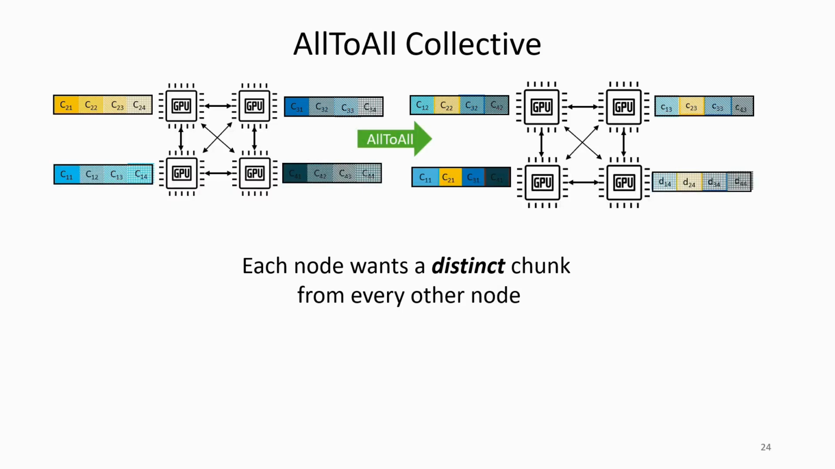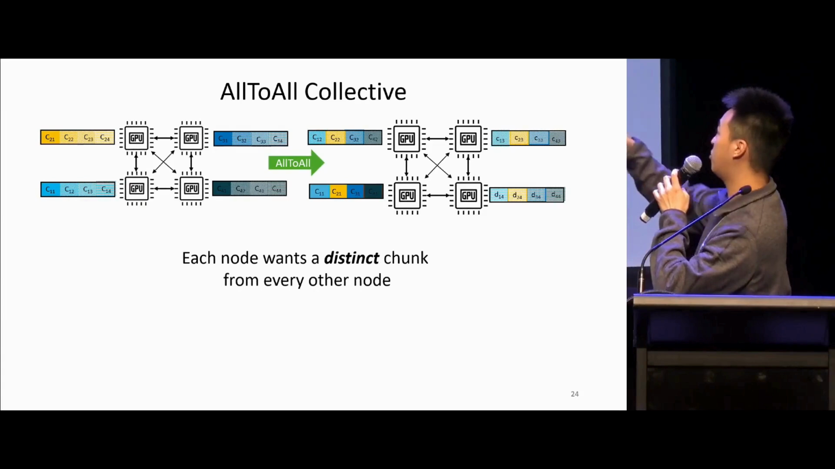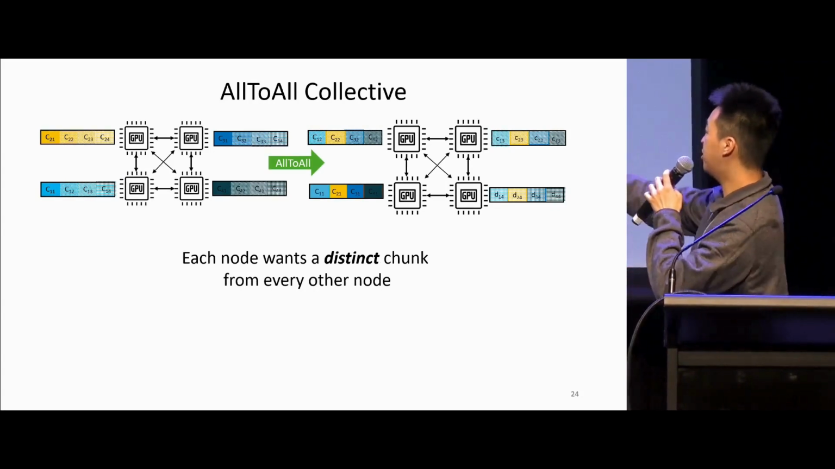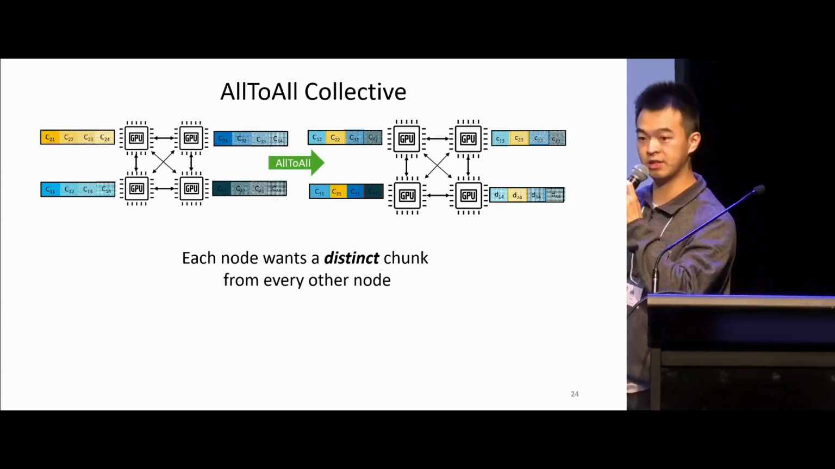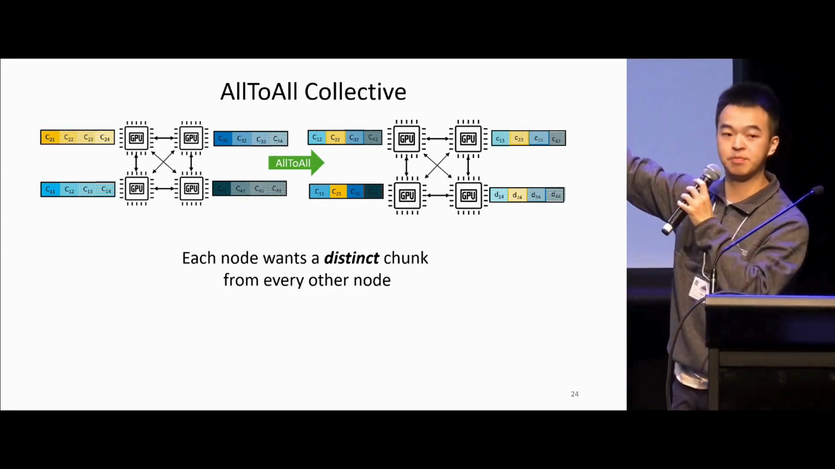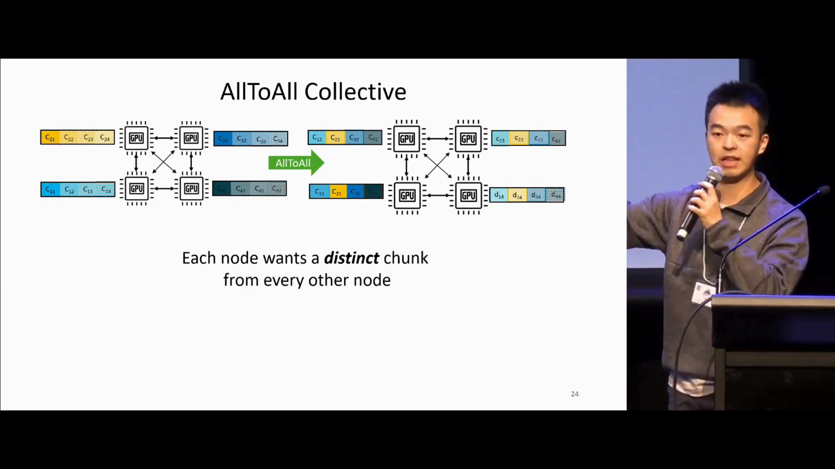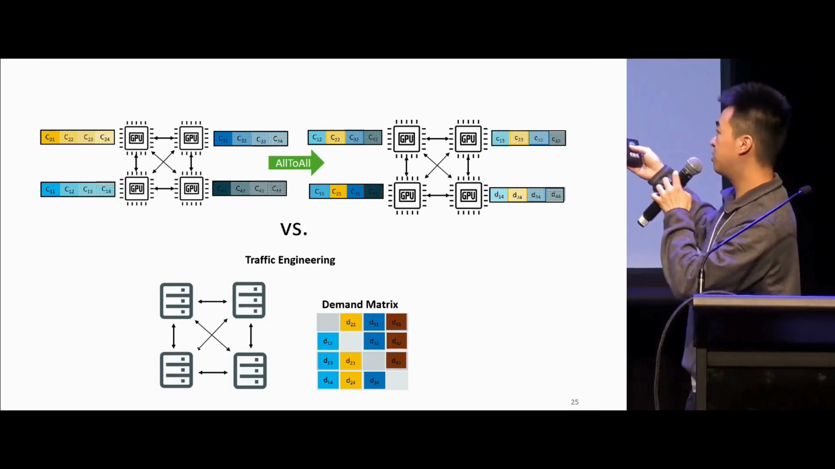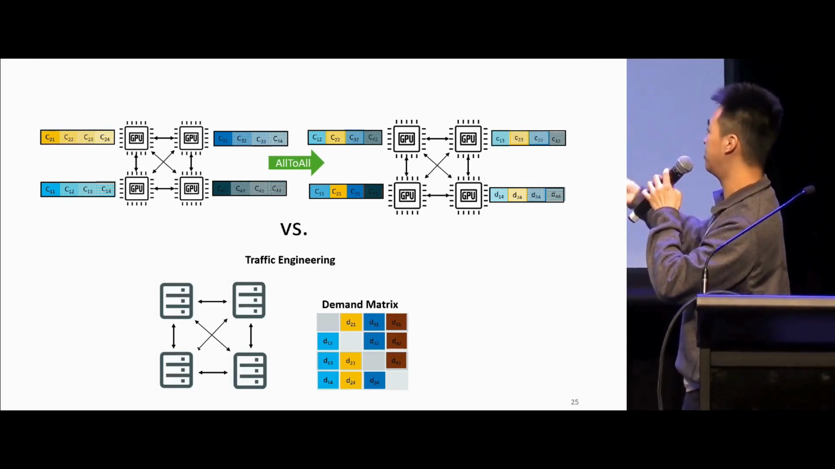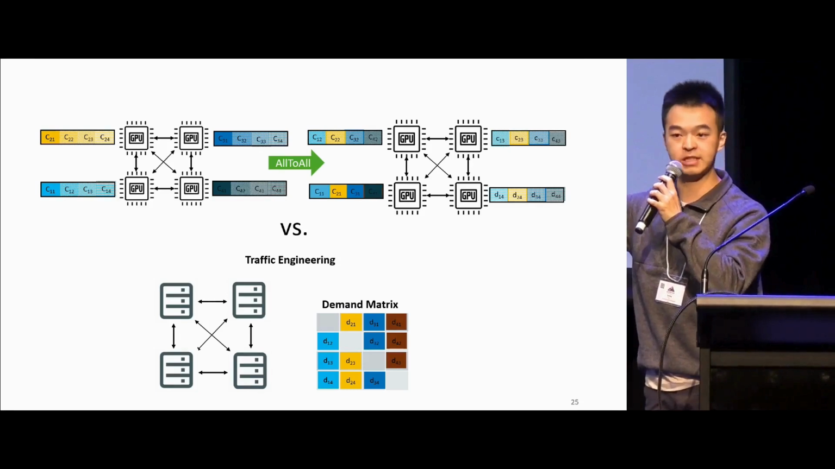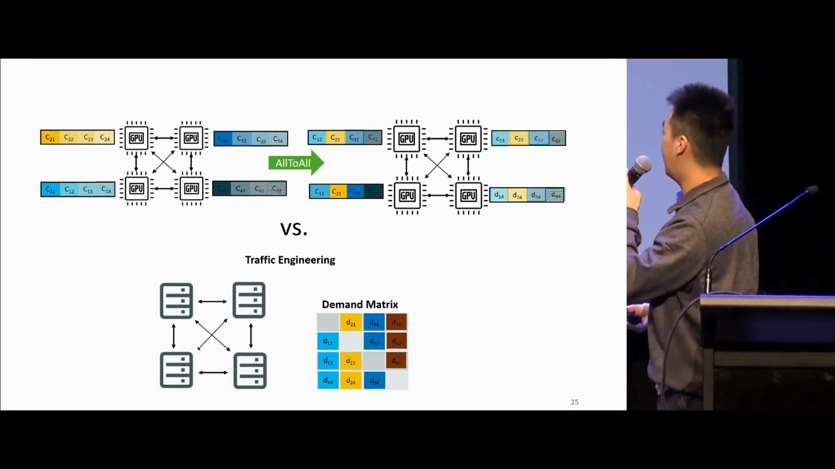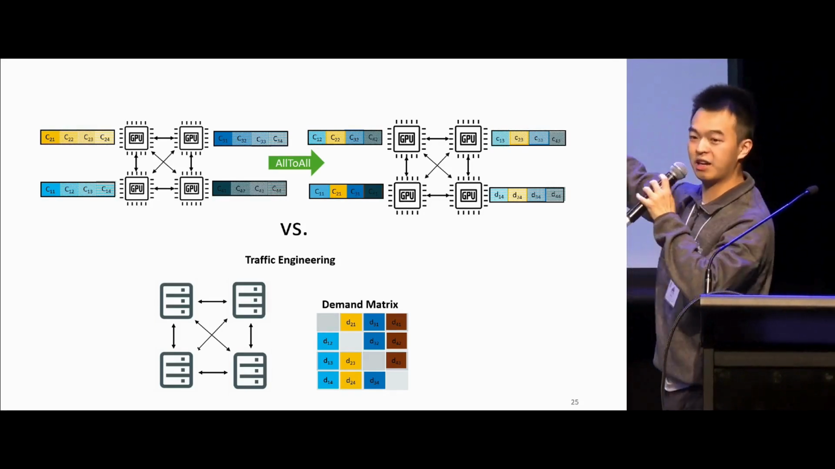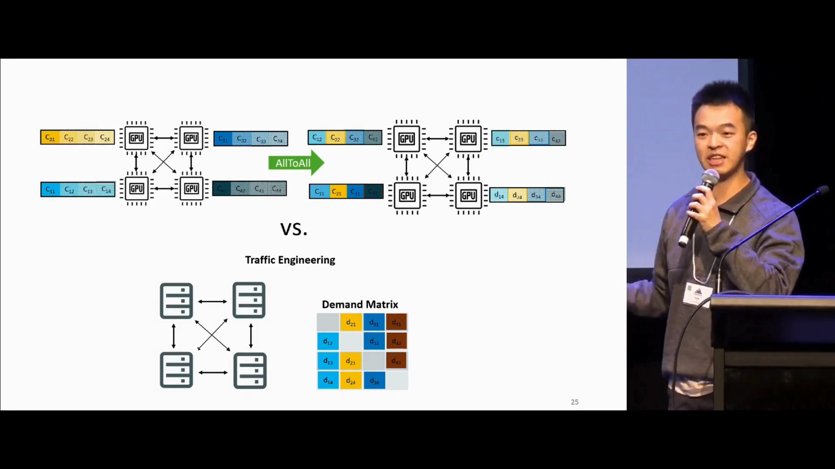So first, there's a recap about all-to-all collective. It is actually very similar to all-gather, but now each node wants a distinct chunk from every other node, so your input buffer now has much more data compared to the all-gather we saw earlier. The reason I used all-to-all here is one can notice it is very similar to the demand matrix of traffic engineering, and one may say this D21 is just C21. They are meaning the same thing. But actually, are they the same thing?